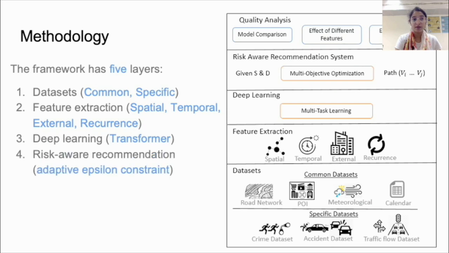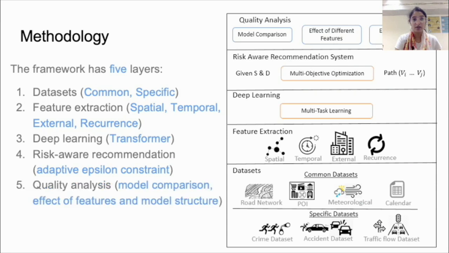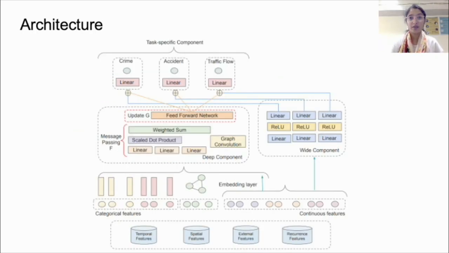Fourth layer is the risk-aware recommendation, which comprises the adaptive epsilon constraint technique. And at last, the quality analysis layer, which comprises model comparison, effect of features, and model structure. The figure depicts the architecture for predicting risk at various road segments.